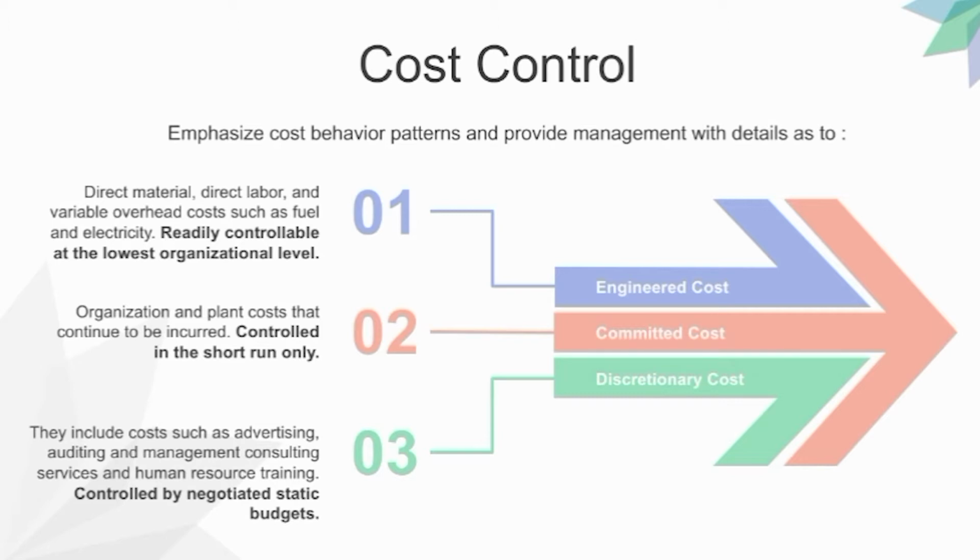And the second one, committed costs. It is usually organization and plant costs that continue to be incurred, and it is controlled in the short run only. The last one, discretionary costs. They include costs such as advertising, auditing, and management consulting services and human resource training. It is controlled by negotiated static budgets.